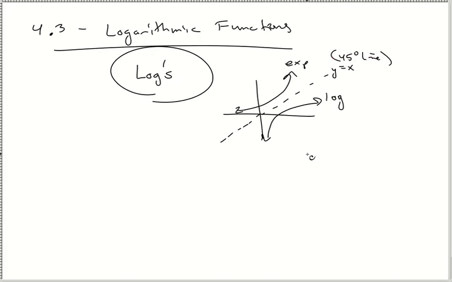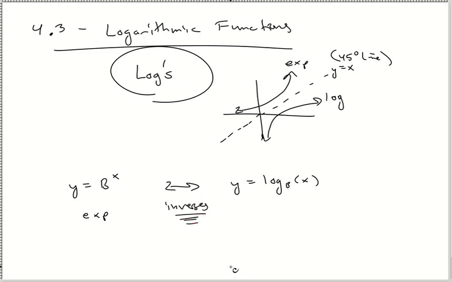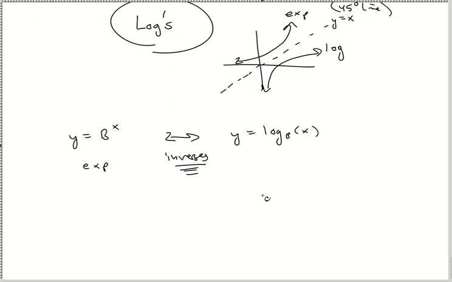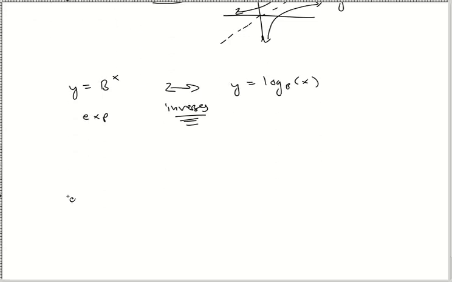There you go. So I guess we can also see this as y equals b to the x as your exponential. The inverse of that would be y equals log base b of x. Again, these are inverses of one another, okay? And so b is just a little subscript. Again, I'm assuming that you've seen this before, but it's good to have a review.